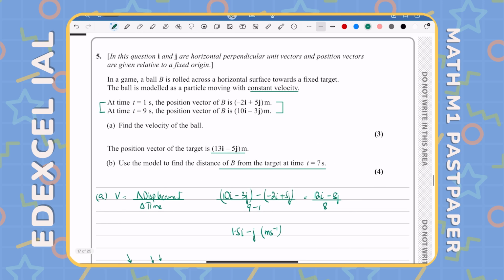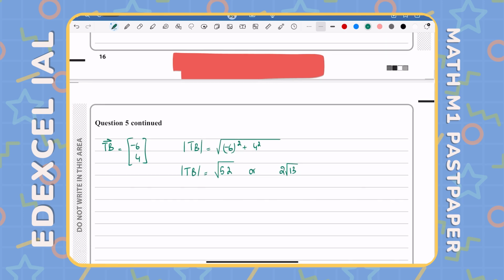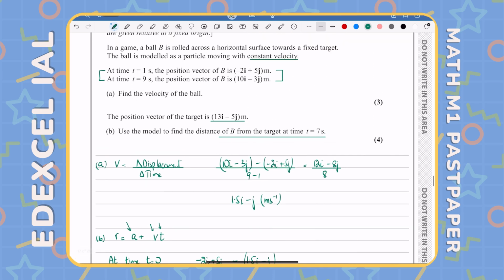That is the answer. Let's read the question again. Yes, it's asking for distance, and hasn't mentioned how it wants the distance. This is going to be in meters. So the final answer will be 2 root 13 meters. This is the distance between the ball and the target at t equals 7 seconds, as the question mentioned. So that's the end of question number 5.